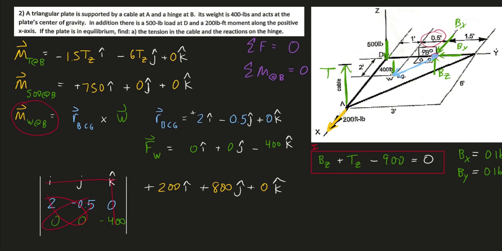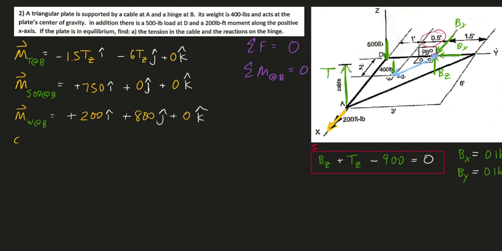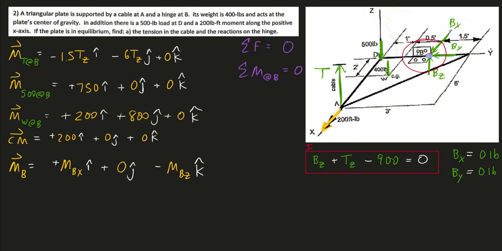So I'll assemble that, and I won't forget to put that couple moment in vector form as well. We can't forget that. This couple moment really only looks to be going in the positive x direction. So that's as simple as 200 i hat and 0 for all the rest. And of course I can't forget the couple moments provided by the hinge support itself. I'll just bring those back in. So we're just adding vectors now. We're going to add up all these moment vectors, x, y, and z.